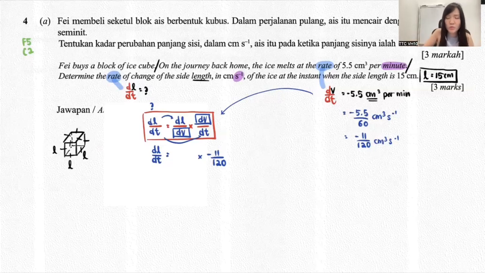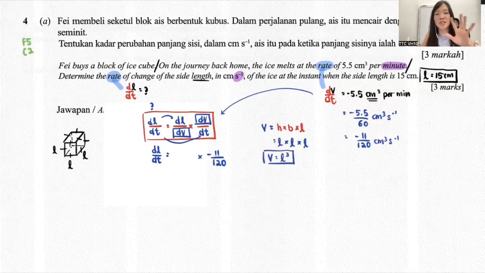So next, how do I get dL/dV? Which one has a formula? Of course, it's V. V stands for volume. Only volume has a formula. What is the volume formula for a cube? It is always height times base times length. Now my height is L, my base is L, my length is also L. So isn't it L times L times L? Don't tell me 3L. Hello, L cubed. So the volume is actually L cubed.